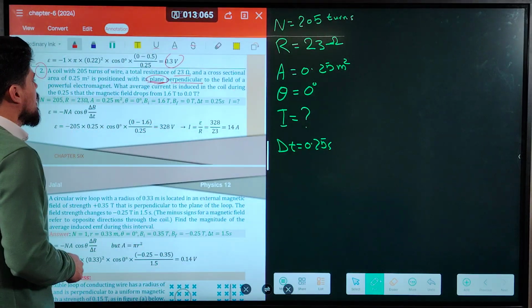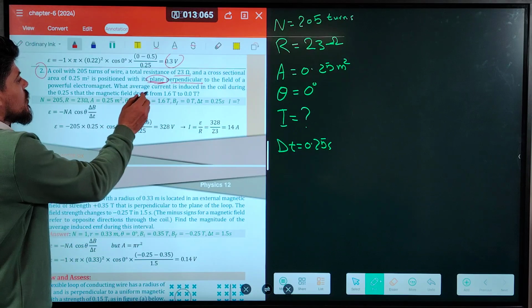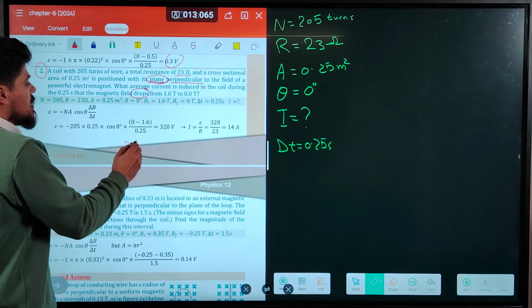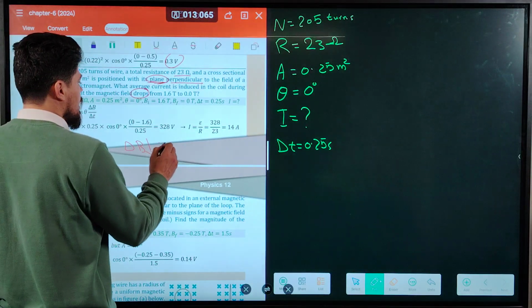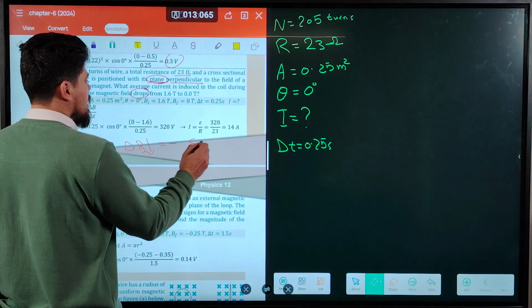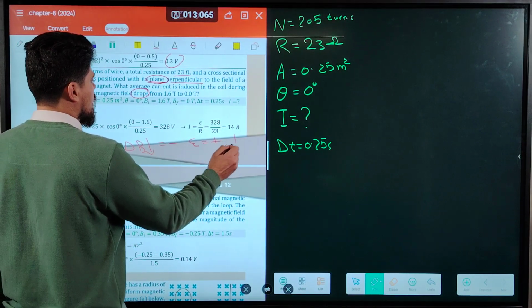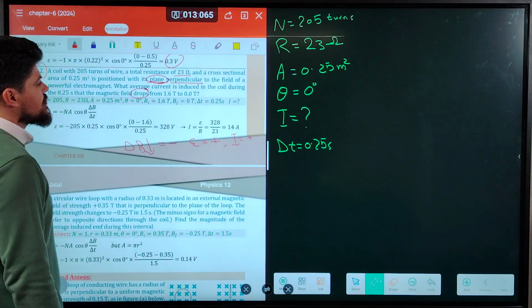0.25 seconds that the magnetic field drops. What do you mean by drop? Delta B drops, it means decreased. When delta B decreased, it becomes negative. EMF positive, induced current positive.